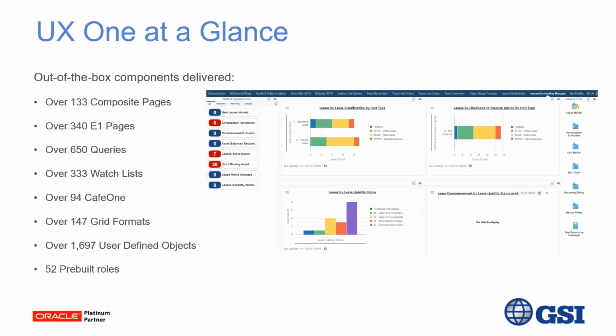At a glance, out of the box, without doing anything except activating these things, you have 133 composite pages, 340 E1 pages, 650 pre-built queries, 333 pre-built watch lists, 94 cafe ones, 147 grids, almost 1,700 user-defined objects in total, and 54 pre-built roles, or 52 pre-built roles. We're going to talk about those, and they're really cool. That's what you're seeing in front of you in that little picture. That's one of the pre-built roles that come right out of the system. As you can see, there are the watch lists, the reporting in the middle, and the Springboards. We'll talk more about that. It's pretty neat stuff.